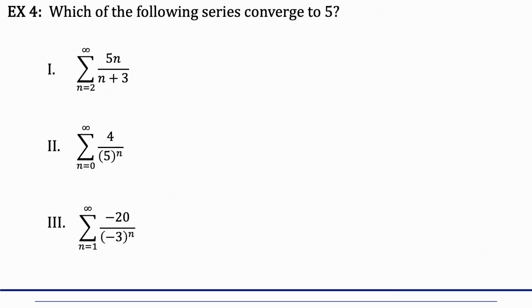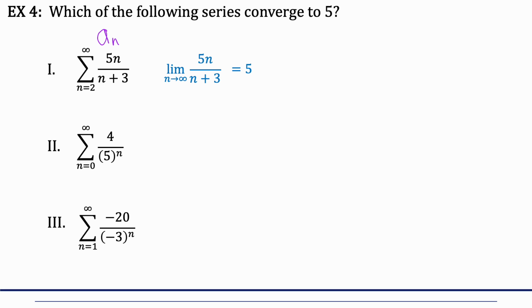Which of the following series converges to 5? Okay, well, let's see here. We've been working with geometric series, and this first one, well, it doesn't look like a geometric series right off the bat. Let's start by using the nth term test. So we're going to take the limit as n approaches infinity of our a sub n term, and that goes to 5. So the series converges to 5, right?